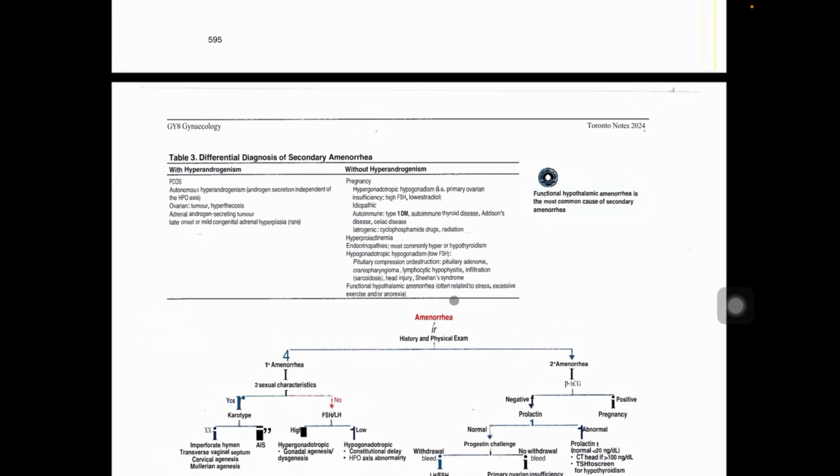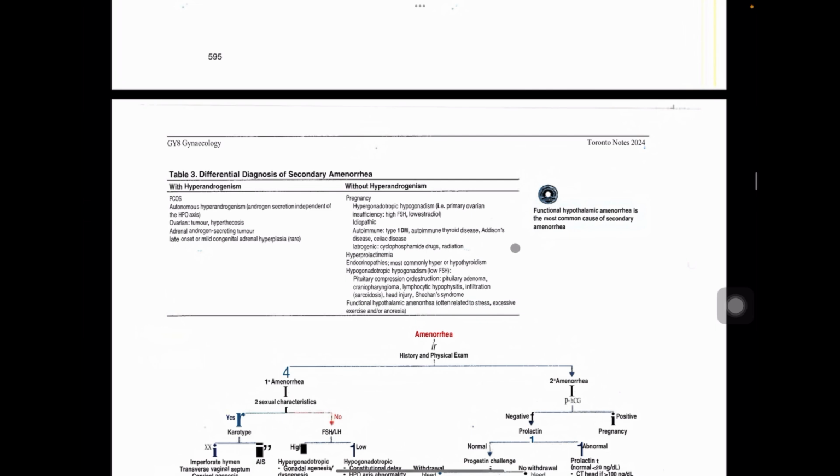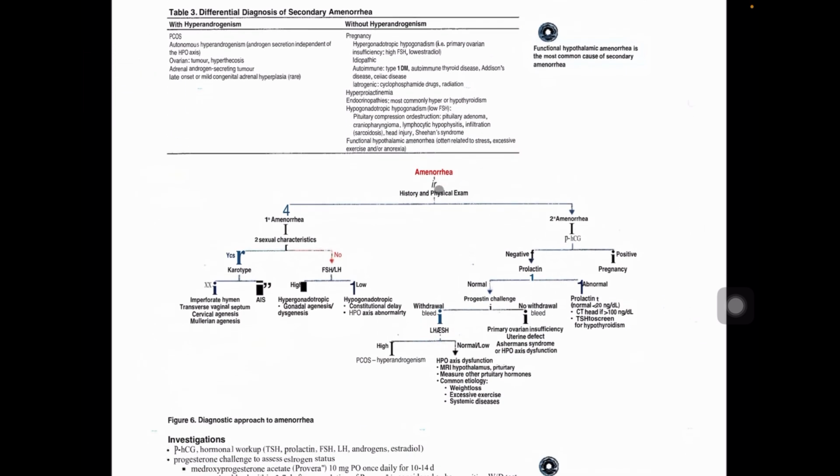Functional hypothalamic amenorrhea is often related to stress, excessive exercise, and anorexia. Now here, functional hypothalamic amenorrhea is the most common cause of secondary amenorrhea. So 2 things that you need to remember. The primary top 3 causes were Mullerian agenesis, gonadal dysgenesis like Turner syndrome, and functional hypothalamic amenorrhea. These are the common causes for primary amenorrhea. The common cause for secondary amenorrhea is functional hypothalamic amenorrhea.